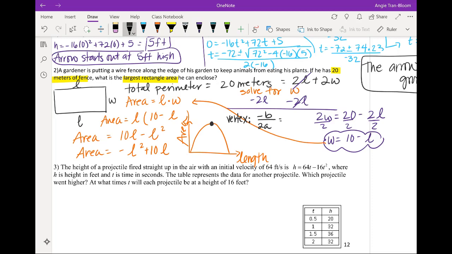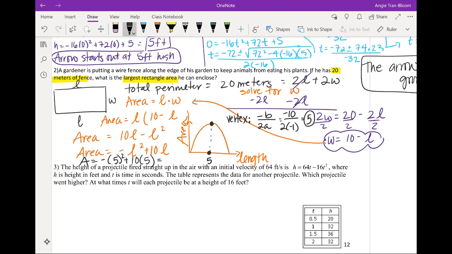Do we know what b is? Yes. B is 10. That's why I wrote it in order, so that you are not confused with a and b. So that's a negative 10. What's a? Negative 1. So right now, the length happened to be how many meters? 5. Class, this is 5. But that's just the length. I'm looking for the biggest area. Now what do we do? Plug it back into the area formula. So now area is negative 5 squared plus 10 times 5. Total, that is, what's that?